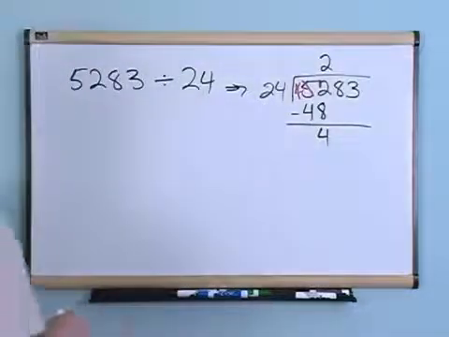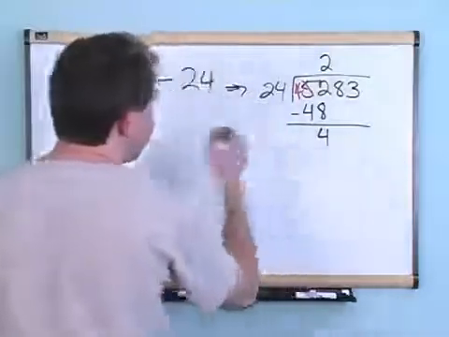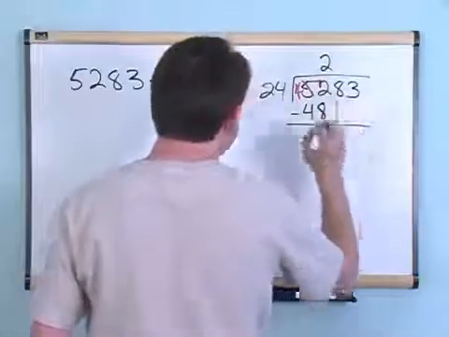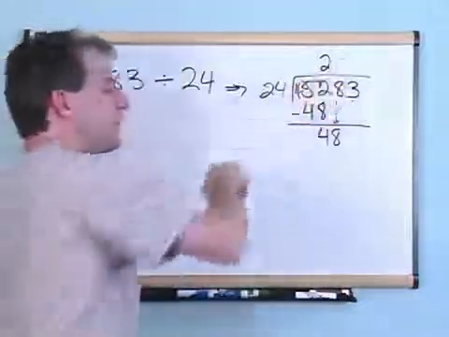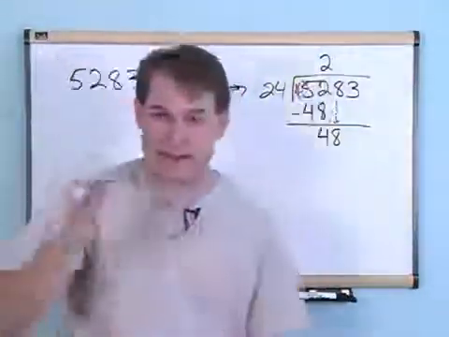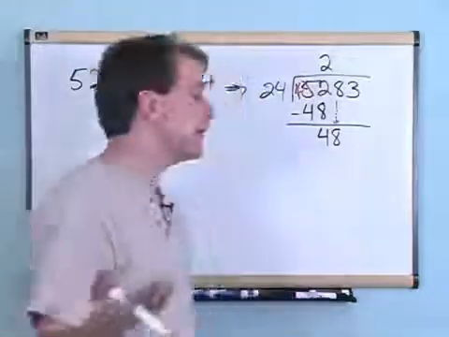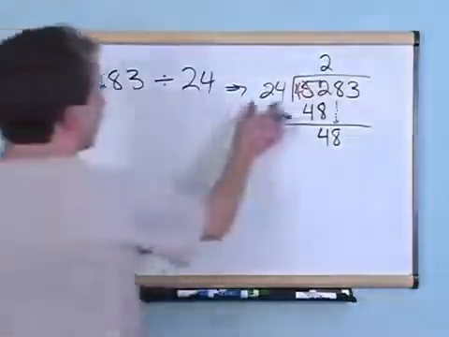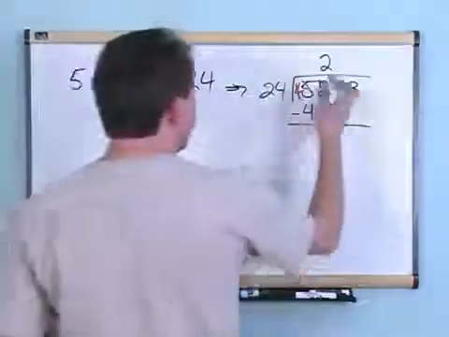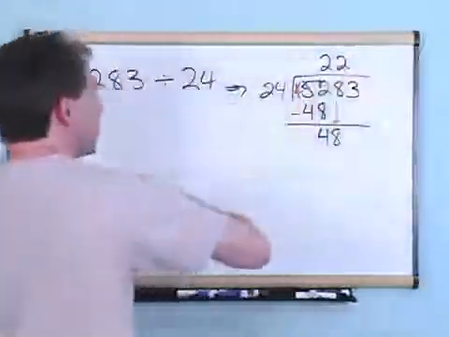Okay? Now, can 24 go into 4? No, it can't. But before I do anything else, I've got to try to drag down that next digit. Before you put any zeros up here, if you're trying to divide through, you've got to make sure and try to drag down that next digit over before you do that. Okay? So the question is, can 24 go into 48? Sure it can.